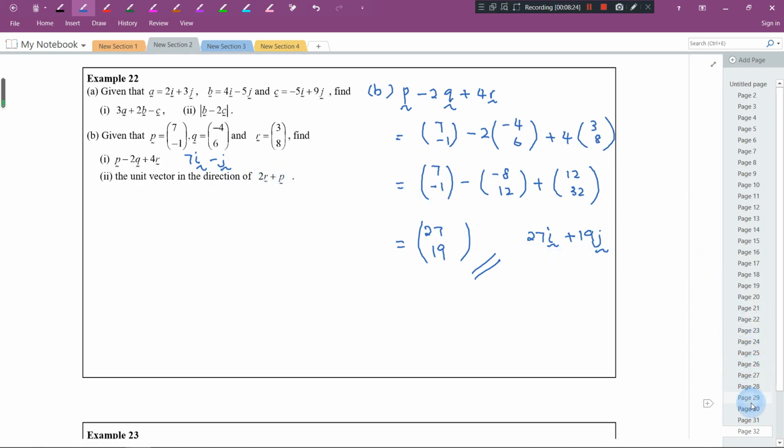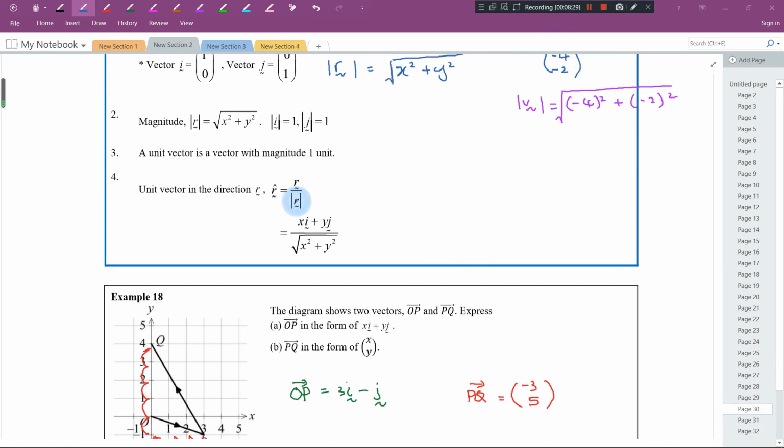Okay, let me show you the formula first. This is a formula that we use to find the unit vector. So let's say I want to find the unit vector of R. It will be R with a cap on top of it. This is the symbol for a unit vector. We take the vector R divided by its magnitude. Then we will get the unit vector. Okay, let's try the question just now. I show you one.